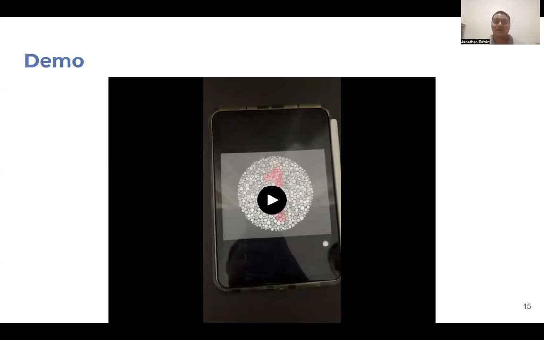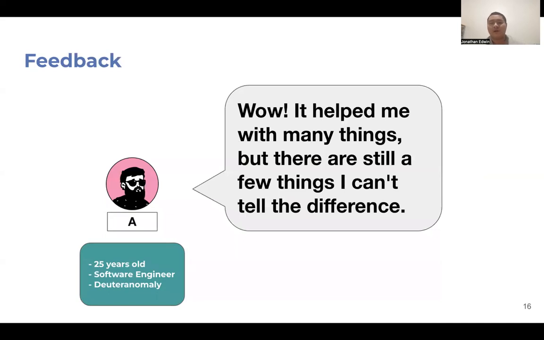And the second validation is actually from my friend who is colorblind. If you read my dev post, it says that one of the inspirations is actually coming from my friend who is colorblind. And it turns out that after we tested, he's actually deuteranomalous, which means he has an anomaly in his green color cone. But after I asked him to try it, he said, "Wow, it helped me with many things, but there are still a few things that are totally different." So actually, this filter is working.